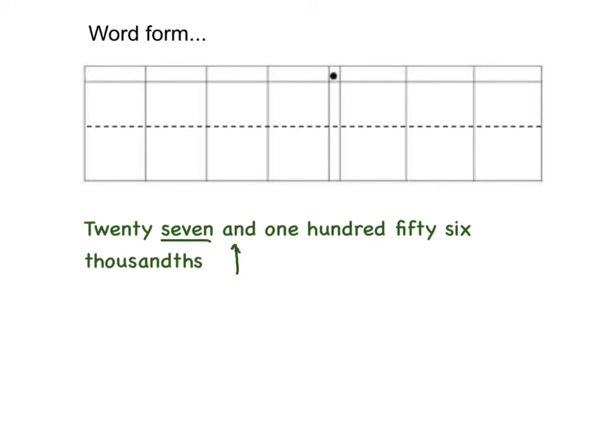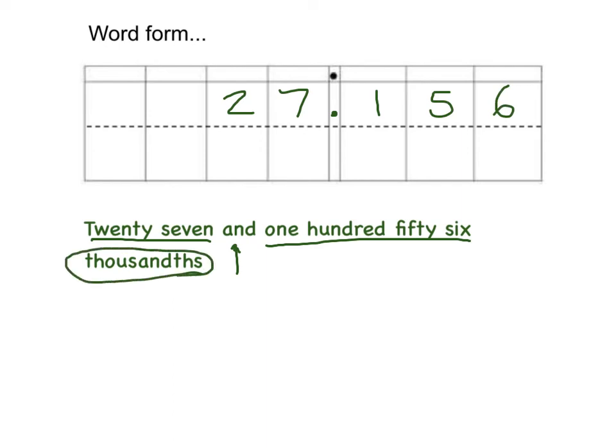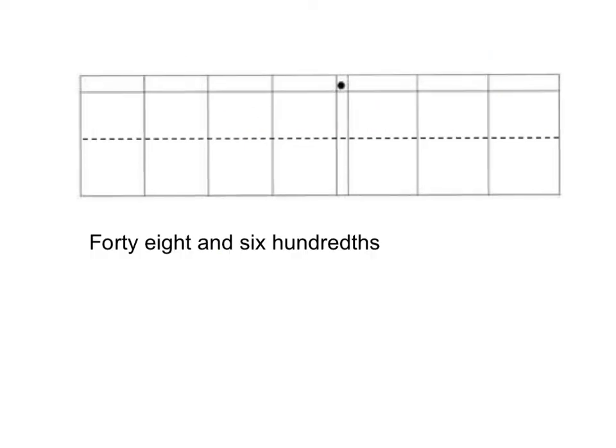So I have 27 and, there's my decimal point, 156 thousandths, and I have to make sure my last digit was indeed in the thousandths place. One thing to look out for is, in this case, that last place there, that your digits are going to be in the decimal part of the number.